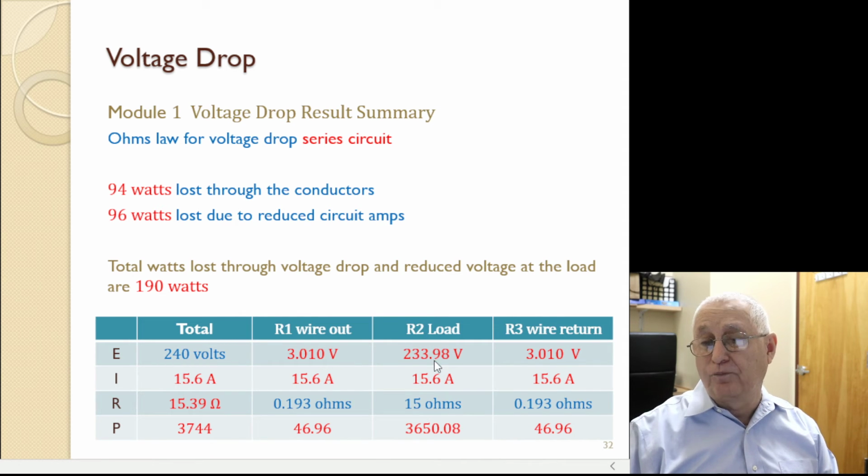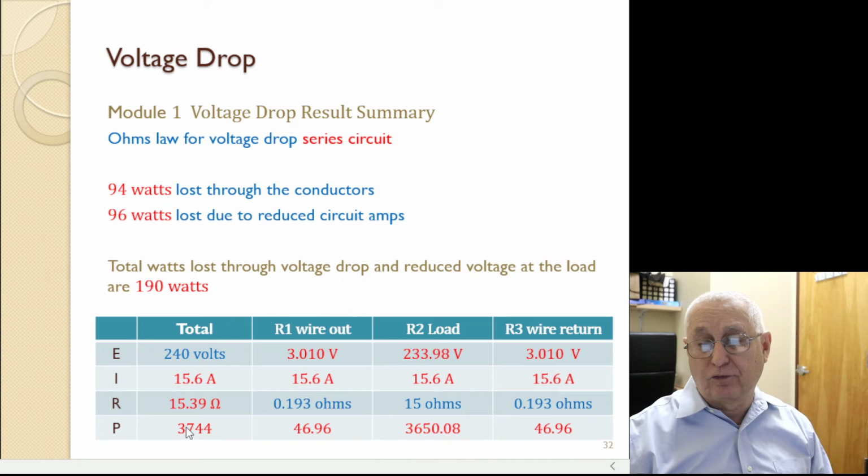The wire going out, 233.98 volts at the load drop, and then another 3.01 volts at the return conductor. We have 3,744 watts. We're losing approximately 47 watts in just in the wire going out, and we're losing another 47 watts. This is like a 100-watt light bulb that we just put into that circuit. And then finally, at the load, we're only getting 3,650.08 watts instead of that 3,840 watts.